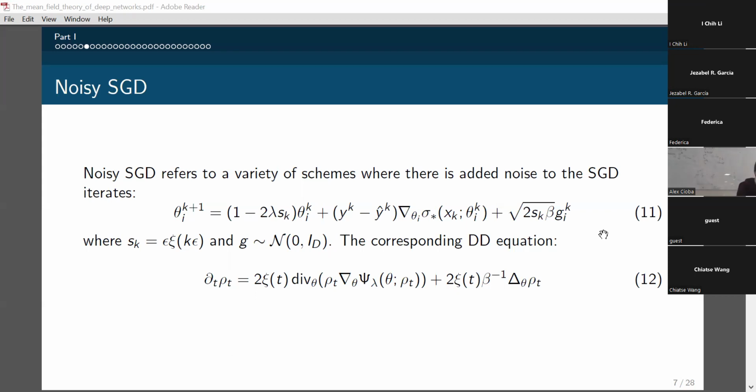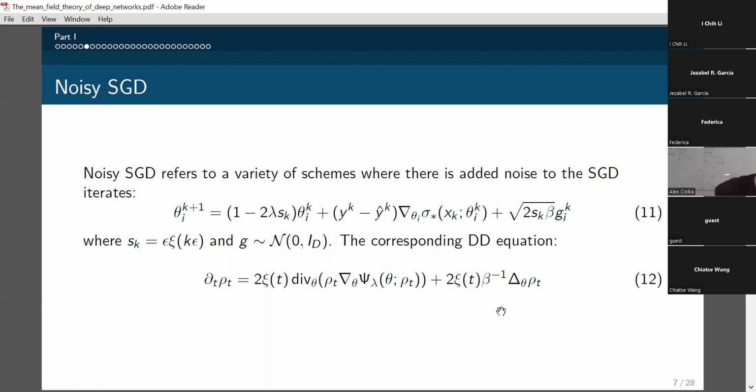Go ahead. In the summary, I saw that the mean field theory can prove that SGD converges. In what sense does it converge?